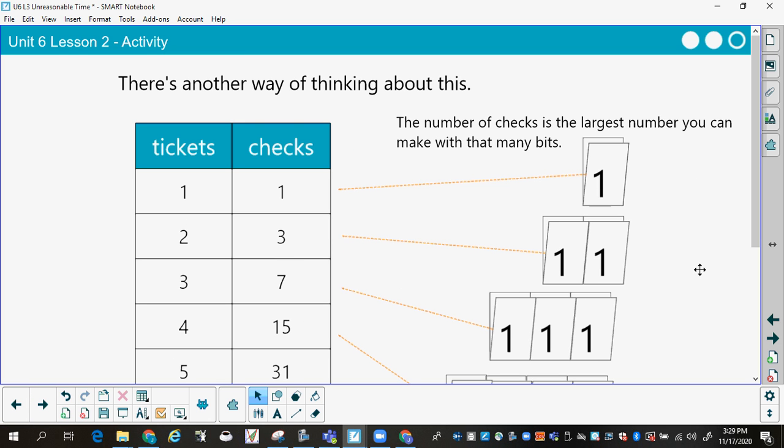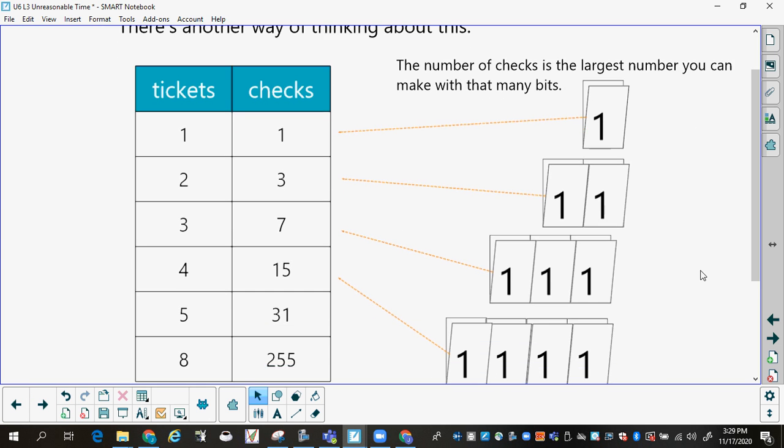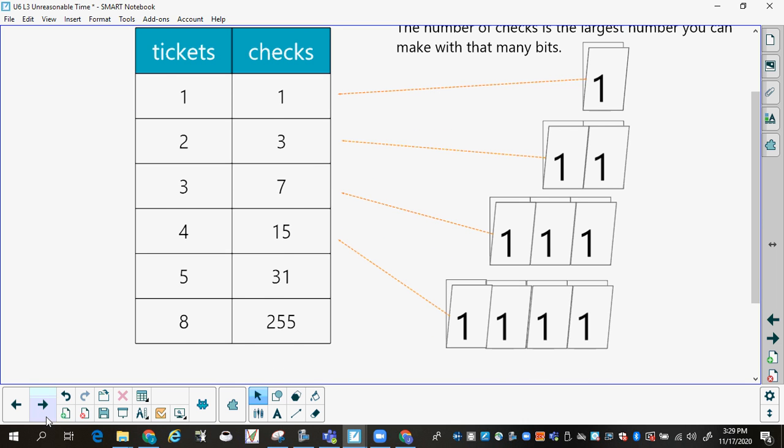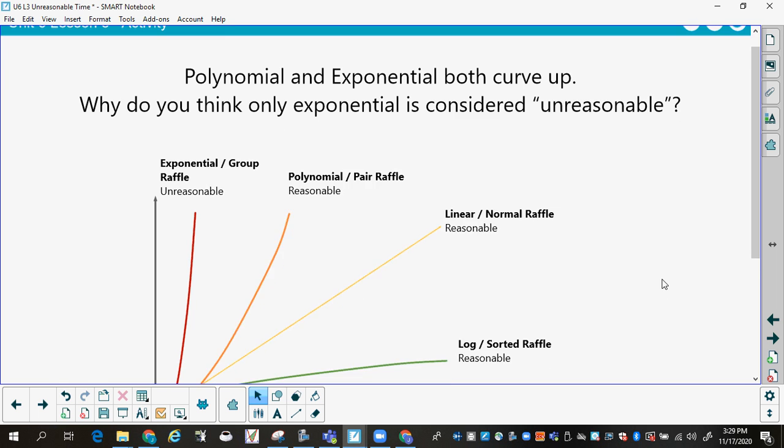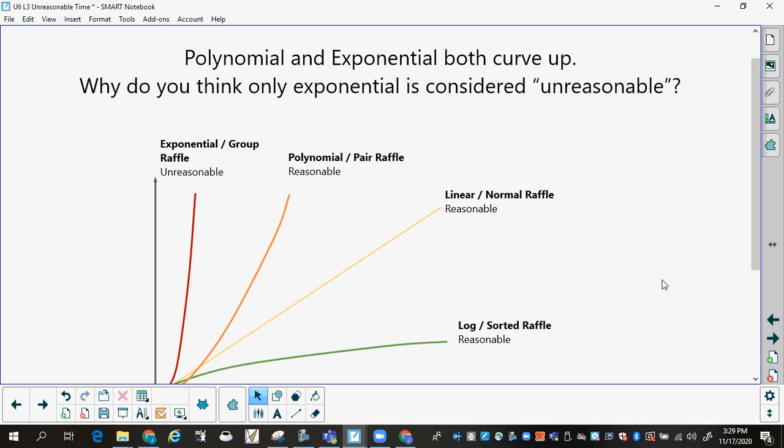There's another way to think about this. The number of checks required is the largest number you can make with that many bits. If I have 1 ticket, 1 check. 2 tickets, 3 checks. 3 tickets, 7 checks. That's the largest number that I can make with 3 bits. And so on. Now, polynomial and exponential both curve up. Why do you think only exponential is considered unreasonable?